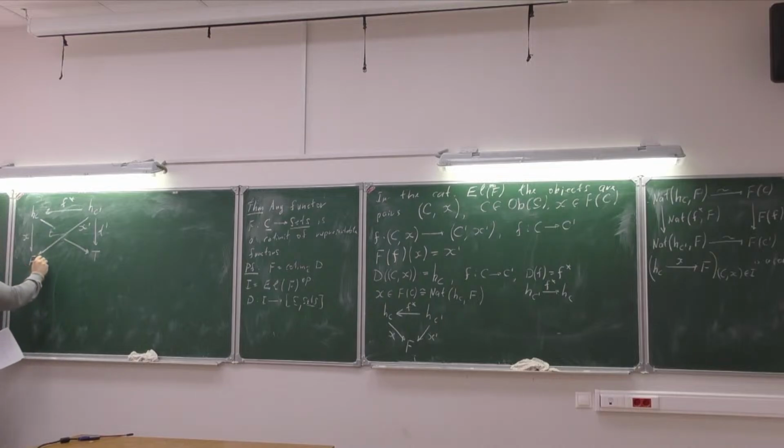So what we need to show is that there is a unique natural transformation theta such that all these triangles are commutative. That's exactly the condition. This is a limiting cone, so the initial object in the category of cones. T is another cone.